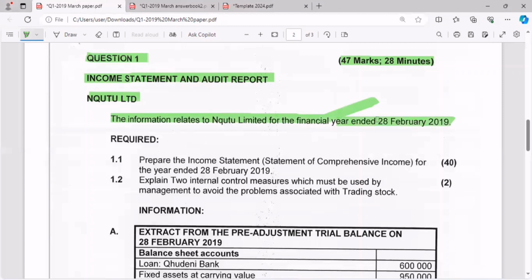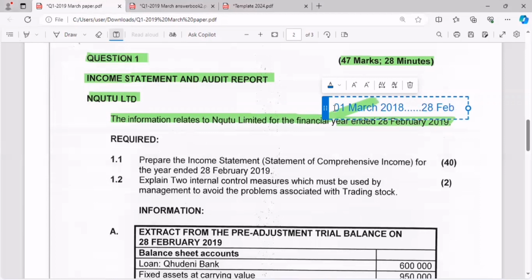28 February 2019. So guys, the financial year end is 28 February 2019, so it's very important to note the beginning and end of the financial period. This period starts on the 1st of March 2018 and ends on the last day of February 2019. So this is our financial period.